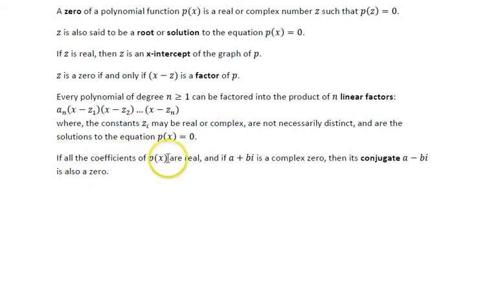If all the coefficients of p of x are real, and if a plus bi is a complex zero, then its conjugate, a minus bi, is also a zero. So complex zeros come in conjugate pairs. This area here, talking about the linear factors and the fact that there are n of them, comes from the fundamental theorem of algebra.